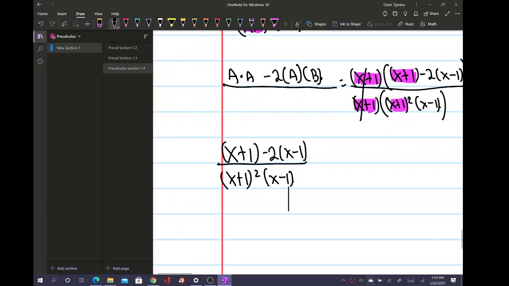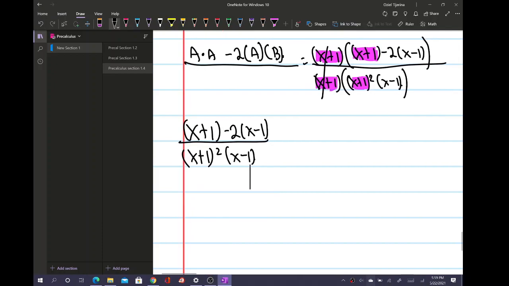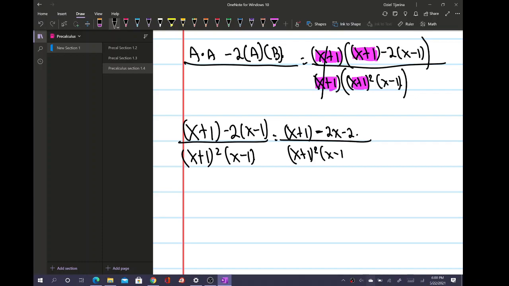And notice there's nothing else we can factor. I can factor here, as a product of 2, but in reality that's not really going to do anything for me. So I can't simplify this any further than I already have. So I can say x plus 1 minus the quantity 2x minus 2 over x plus 1 quantity squared times x minus 1.